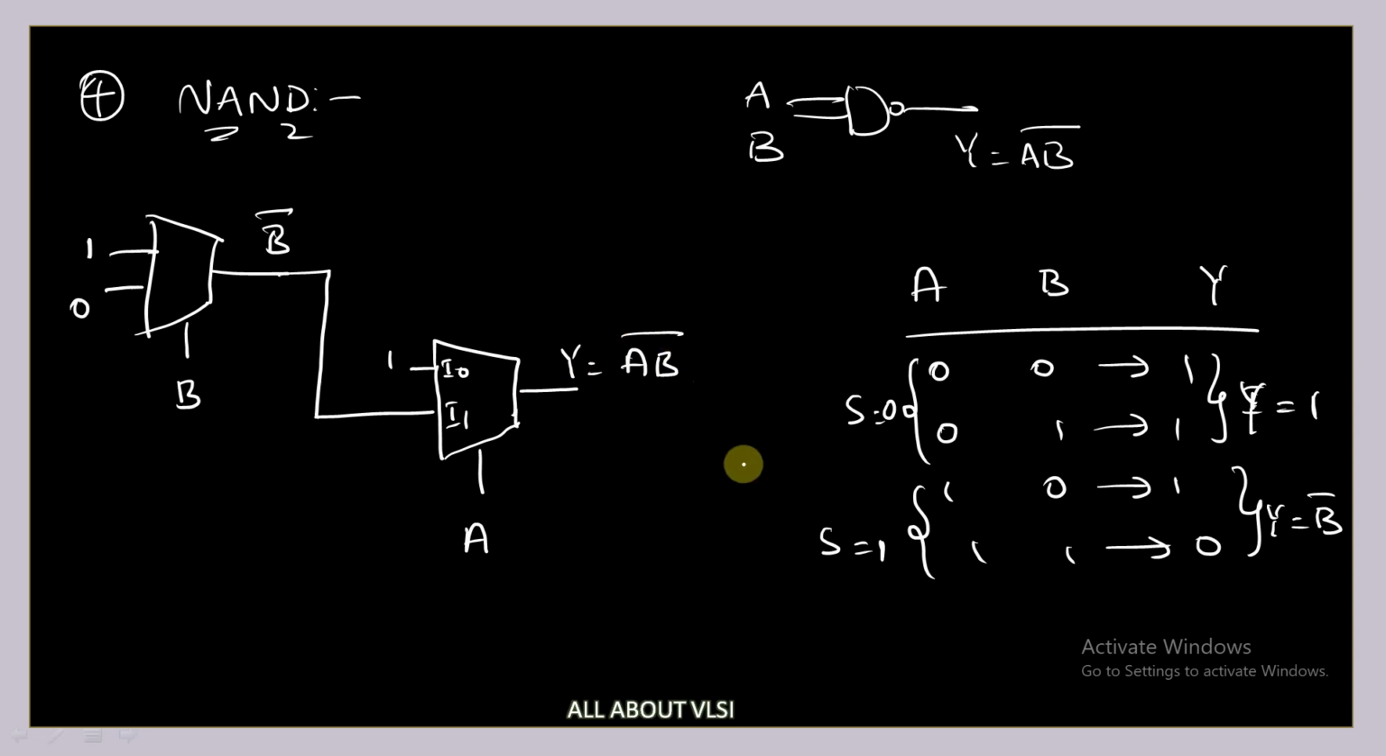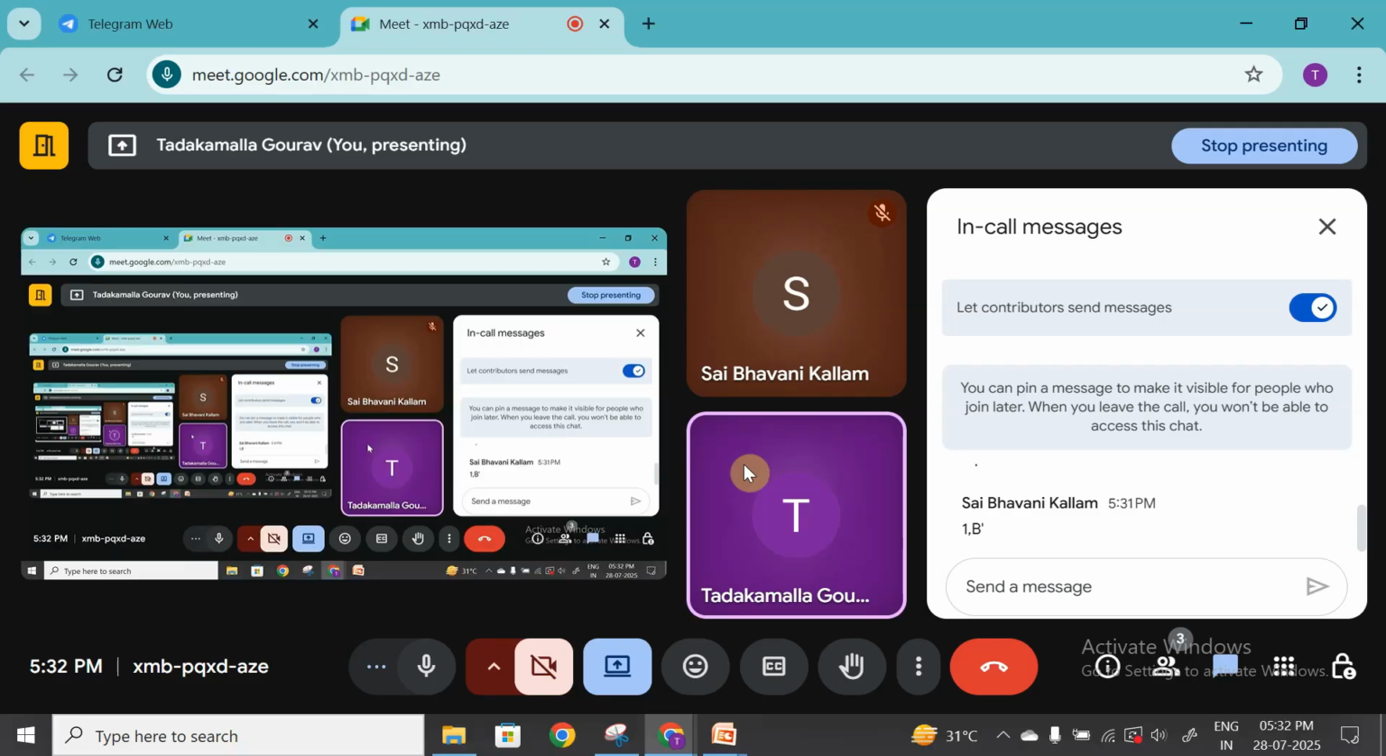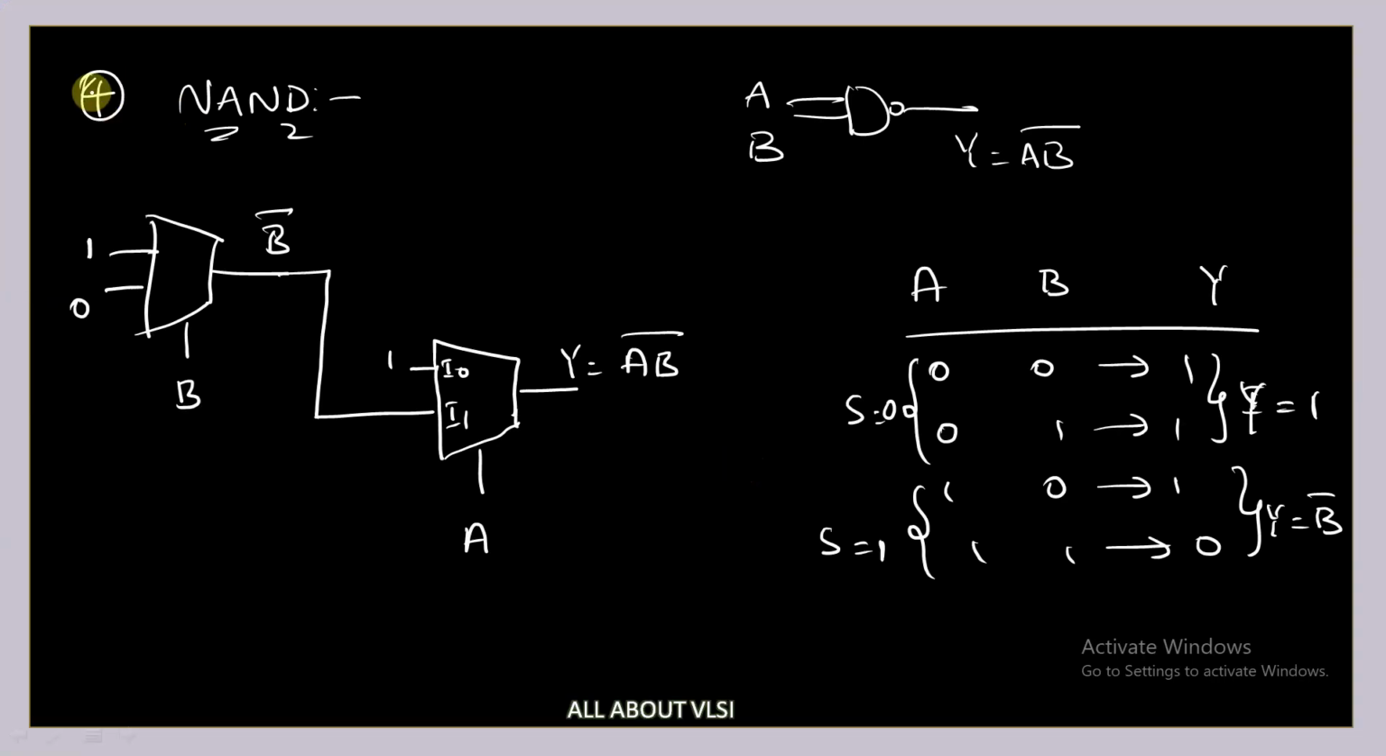Okay, yes. Next, what are the inputs and what are the select lines for the NOR gate? Try for the NOR gate also. The fifth one is our NOR gate.